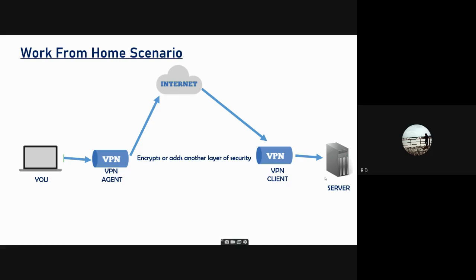We can break into anything. It just depends on how many layers of security have been put in. So security professionals just try to put in layers. This is how the VPN works in a work from home scenario. VPNs are used basically to protect the security of data, the confidentiality of data.